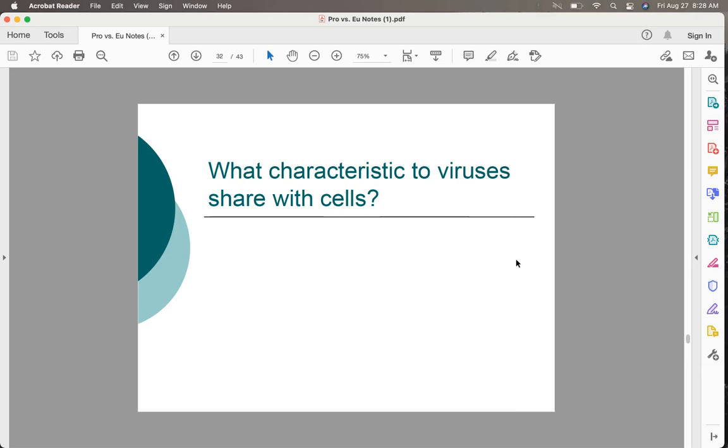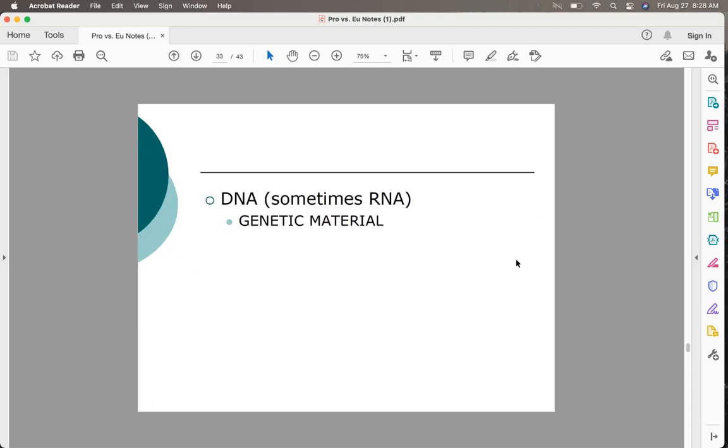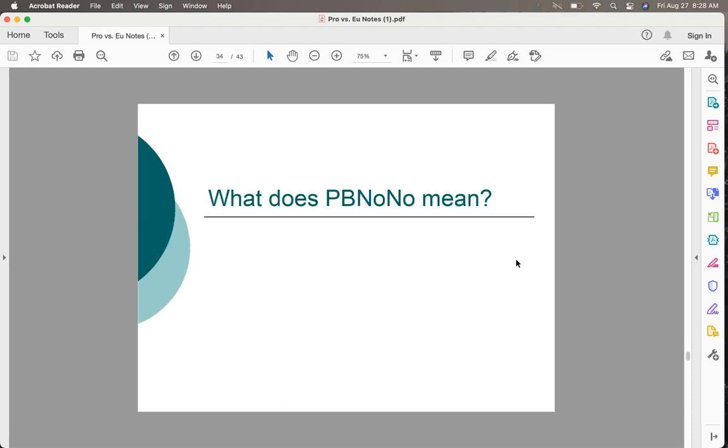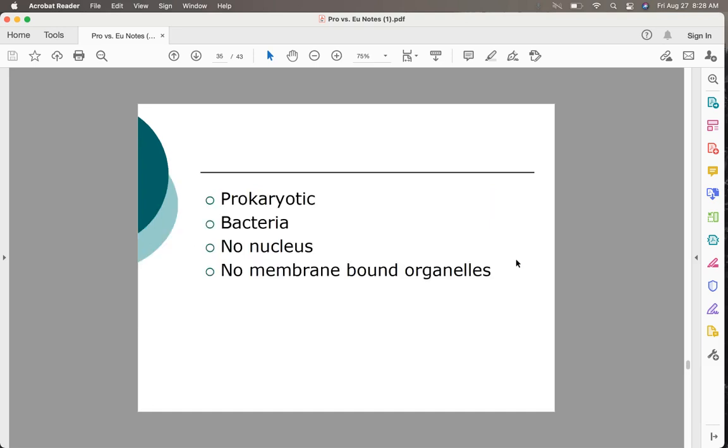What characteristics do viruses share with cells? Viruses that are not alive and cells like prokaryotic cells and eukaryotic cells that are alive all have DNA in common. All of them have DNA or some kind of genetic material. What does PB no mean? It means prokaryotic bacteria, no nucleus, no membrane-bound organelles. That's important, membrane-bound organelles, because remember that they still have the cell membrane, they still have cytoplasm, and they still have ribosomes, which are still technically subunits.